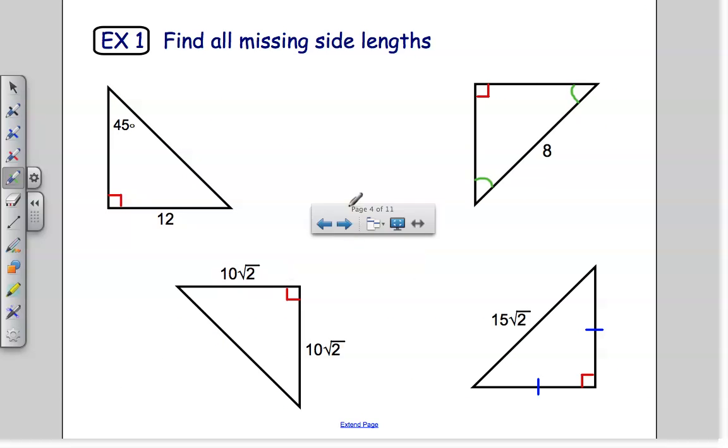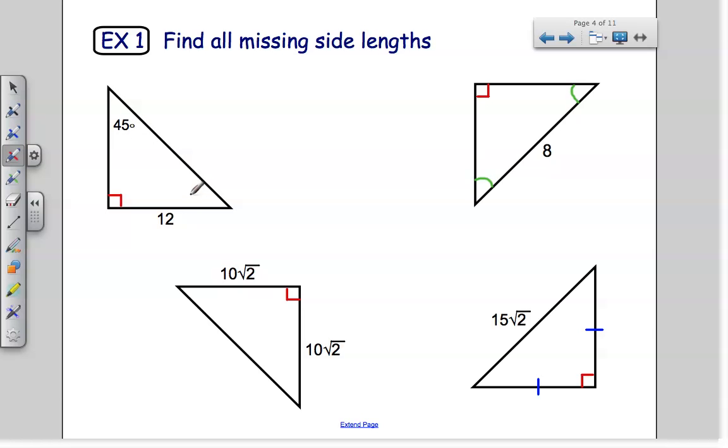Let's try some examples here. Find all the missing side lengths in all of these triangles. If you notice here, I have the right angle given, and I have a 45-degree angle. Well, doesn't this have to be 45 degrees as well, then, to add up to 180? So this is a 45, 45 right triangle, which means that the legs are congruent. It's isosceles. This leg is also 12.